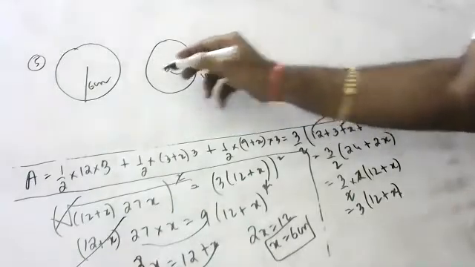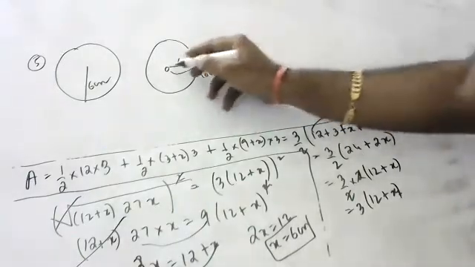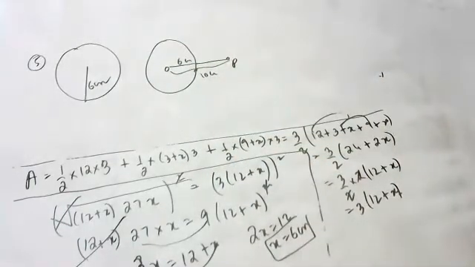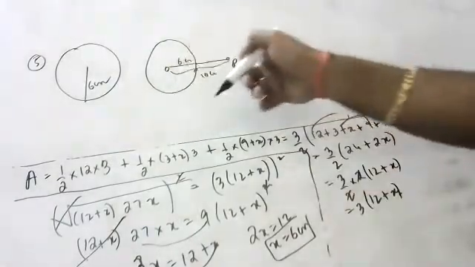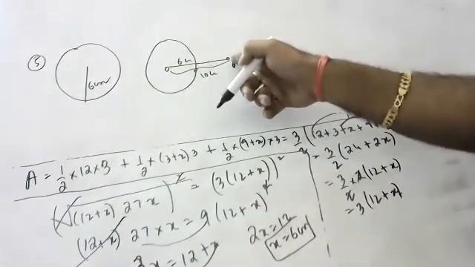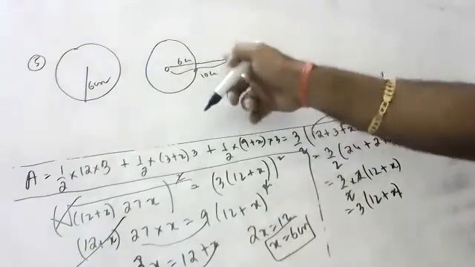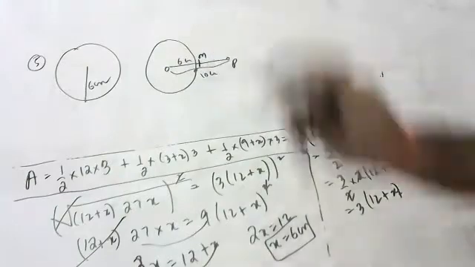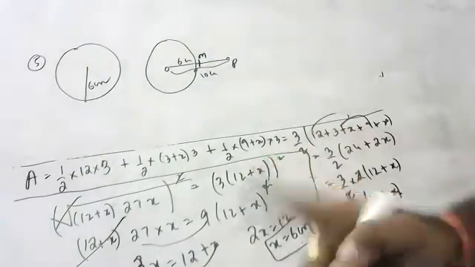Children, this is O. This is P. From here, you have to construct a tangent. What is the first step? You have to locate the midpoint. So 10 and 6 is there for 10 centimeters. Midpoint is 5 centimeters. At the midpoint, children, what do you do?